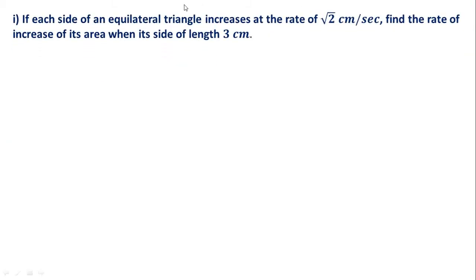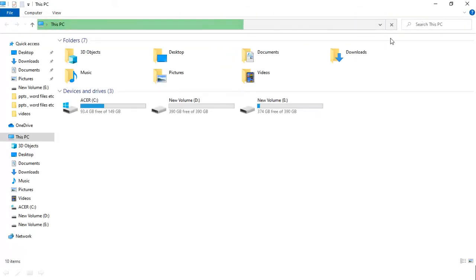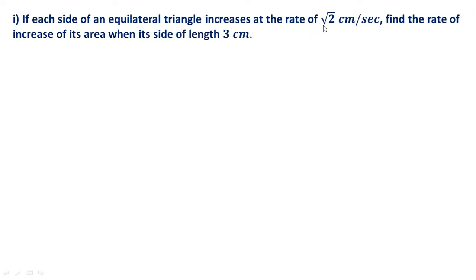First one, if each side of an equilateral triangle increases at the rate of root 2 centimeter per second, then find the rate of increase of its area when its side is of length 3 centimeter. Now this is the question on the basis of rate measure.